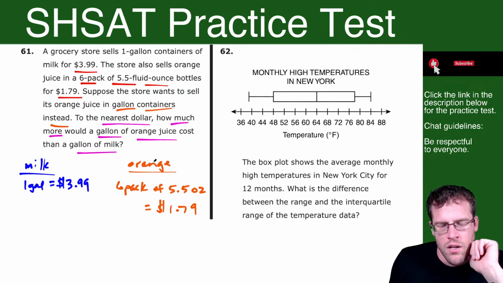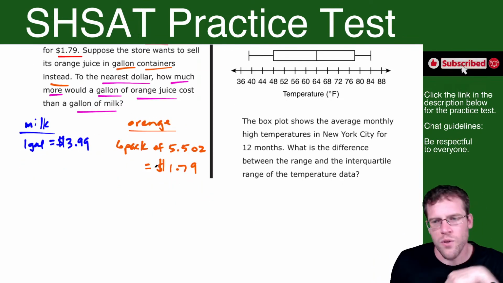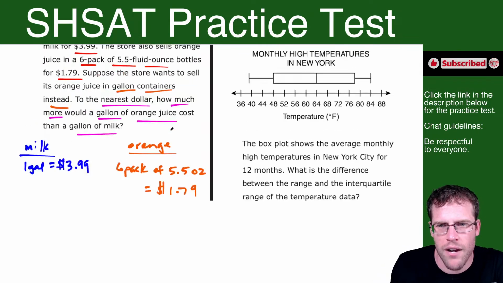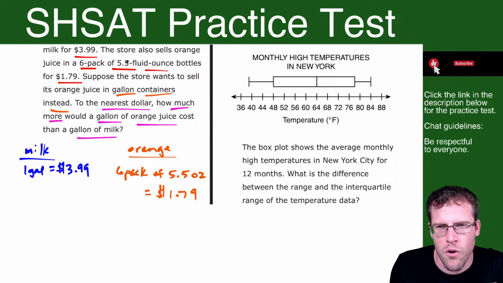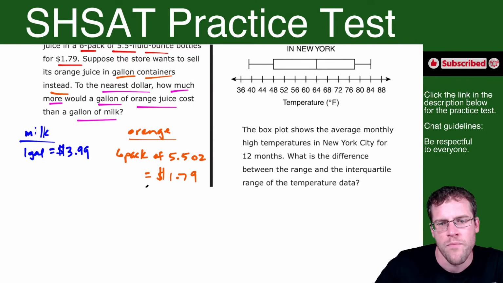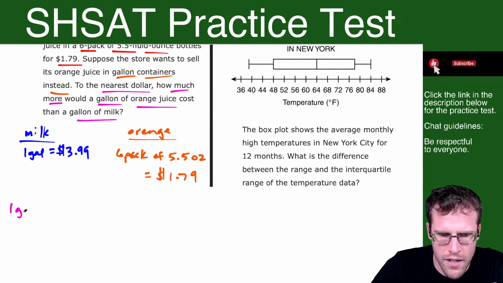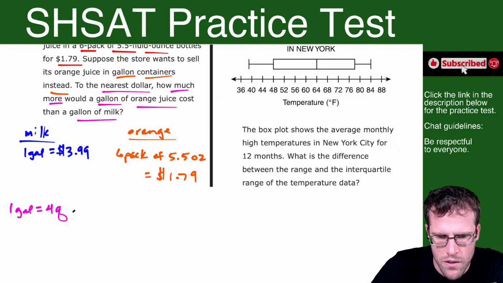Okay. So I want to say the idea is, it doesn't matter that it's a 6-pack. What matters is how many ounces, how much it costs per ounce. So now I have to remember gallons. Oh, yikes. All right. 1 gallon I know is 4 quarts, and 1 quart is equal to 2 pints, and 1 pint is equal to 2 cups.